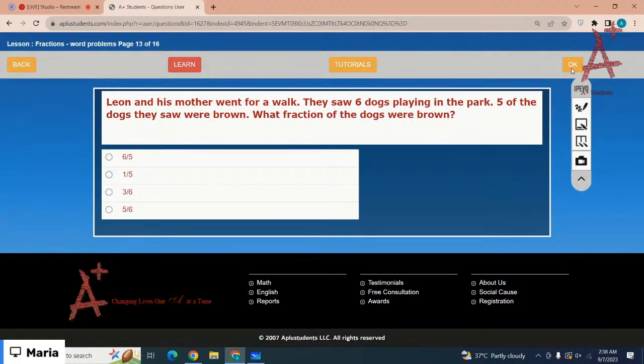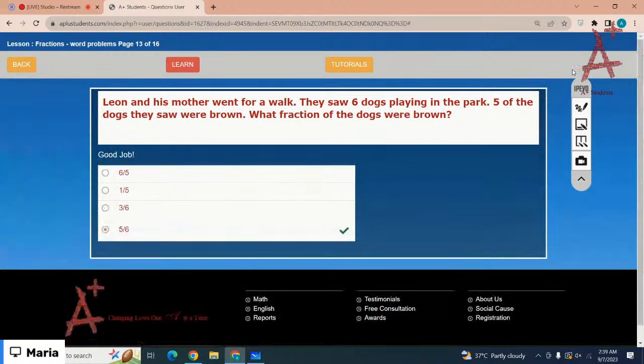Leon and his mother went for a walk. They saw 6 dogs playing in the park. 5 of the dogs they saw were brown. What fraction of the dogs were brown? So, which is the correct option? The correct option is very good, 5 out of 6, right? The correct option is 5 out of 6. The last option is the correct option.